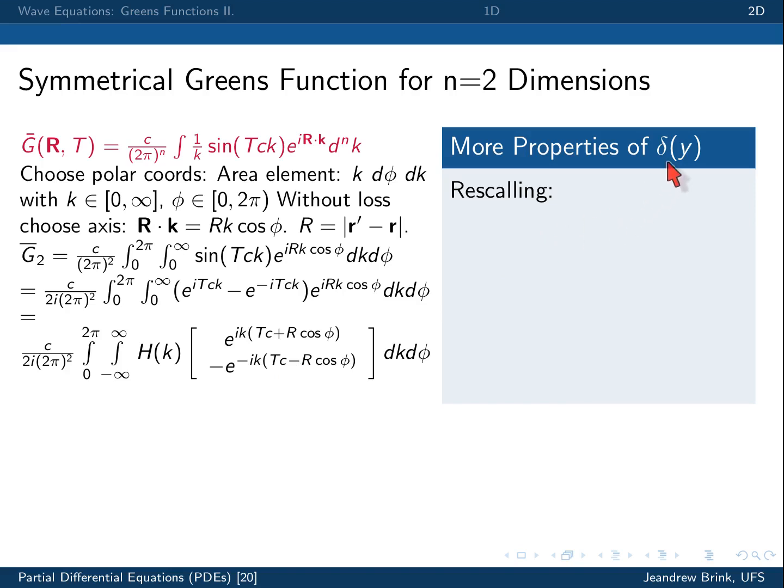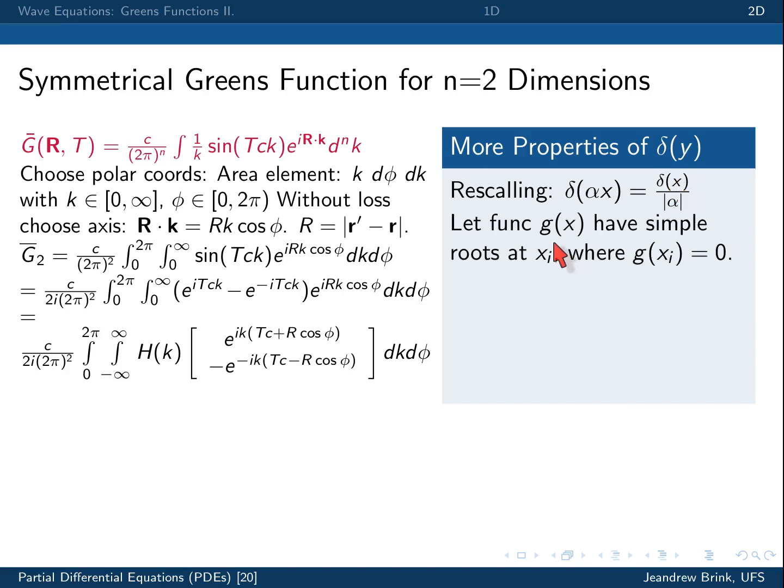The first property of the delta function that I want to deduce is a scaling property. Namely, suppose you have a delta function of alpha times x, where alpha is some constant. Then that equals the delta function of x over alpha. And the second one is, suppose we have a function g of x that has simple roots at xi. In other words, g of xi is equal to 0. And then we want to look at what the delta function of g of x actually does. As you can imagine, it simply picks out the points where g of x is 0 and evaluates whatever function you're multiplying with there.